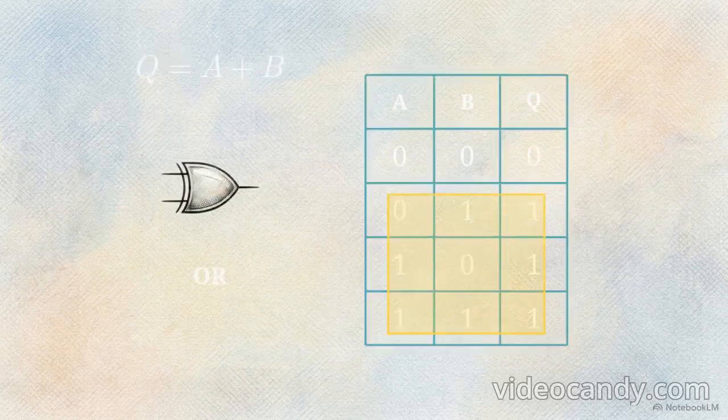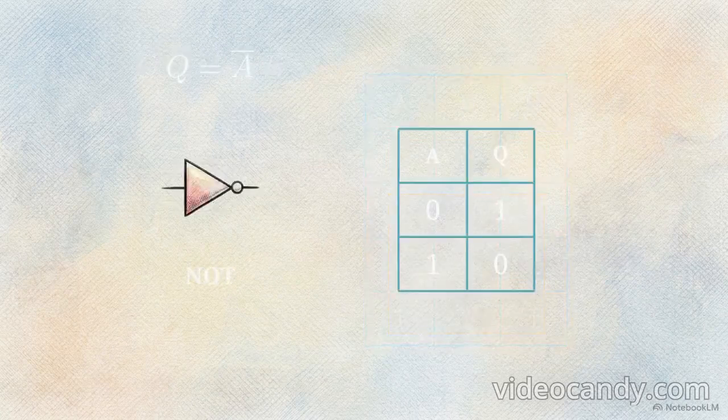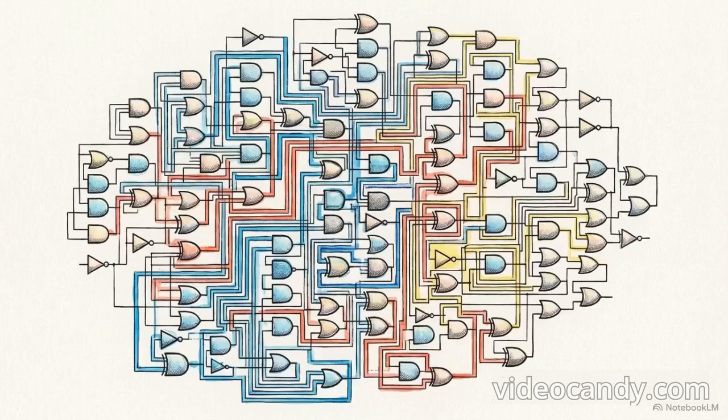The OR gate is entirely permissive. It yields a high output the moment any one of its inputs registers as high. And the NOT gate performs a simple inversion. It takes a single input and flips the state. A high becomes a low, and a low becomes a high. Combined, AND, OR, and NOT gates can process any mathematical problem in existence.